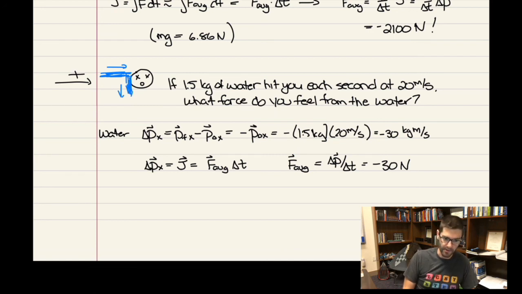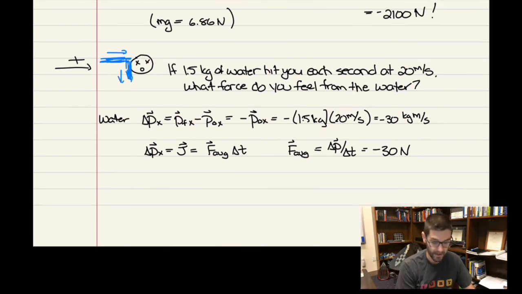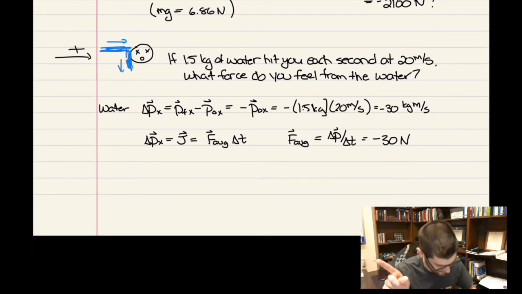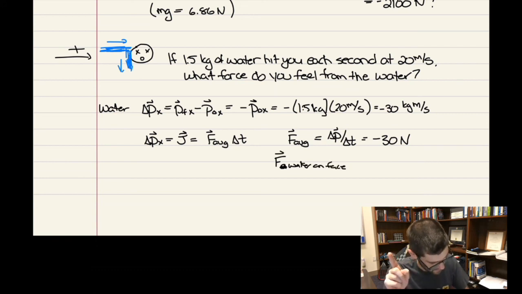We're focusing on the water. The water's momentum went from positive to 0. So a force had to be pointing in the negative direction to stop it from moving in the positive direction. So this is the average force exerted on the water from your face. Maybe I'll call this F face on water.